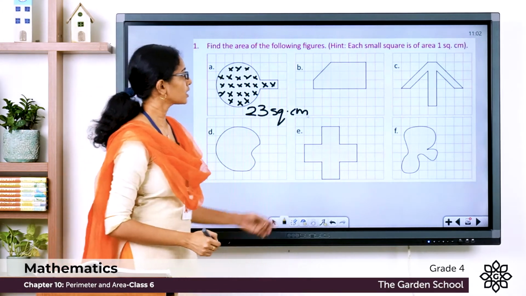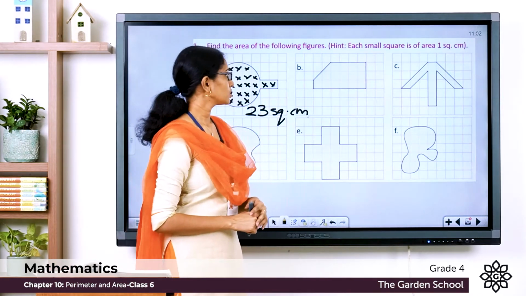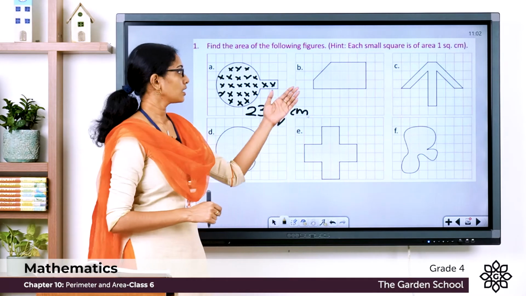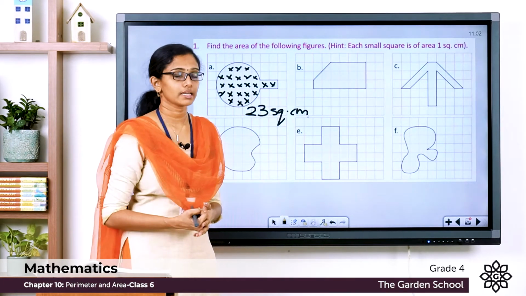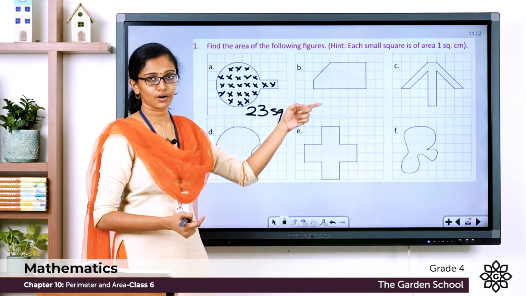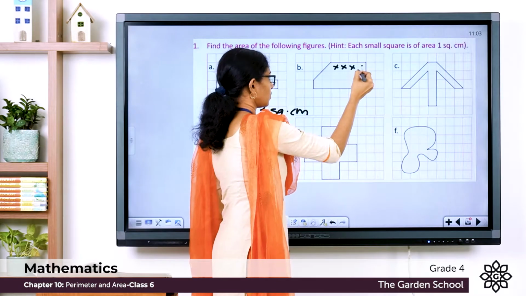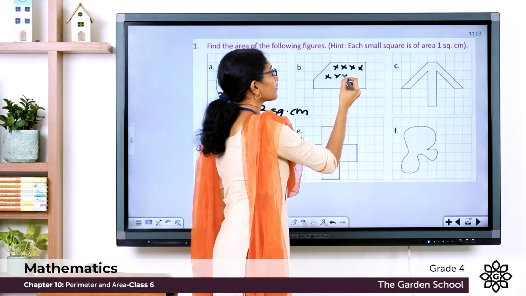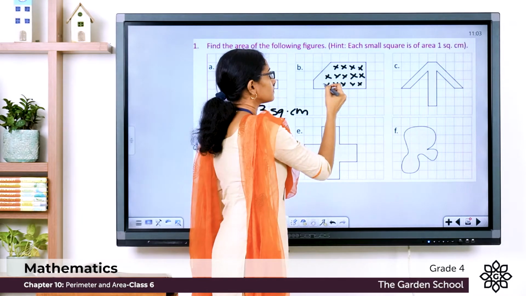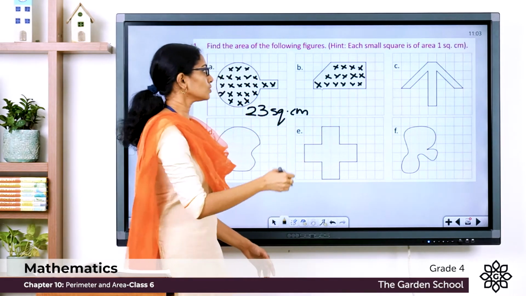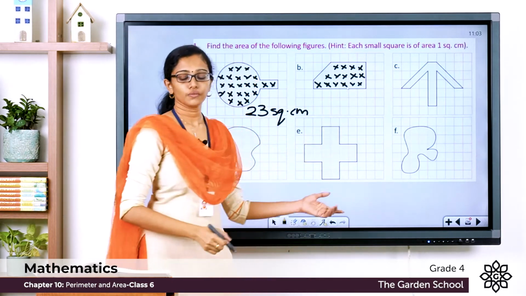Now the next one, question B. Here we have a polygon on a square grid. So in the case of a polygon, you have to take the area of a half square as half square centimeter. So let's first count the full squares. So 1, 2, 3, 4, 5, 6, 7, 8, 9, 10, 11, 12, 13, 14, 15. So this polygon covers 15 full squares.